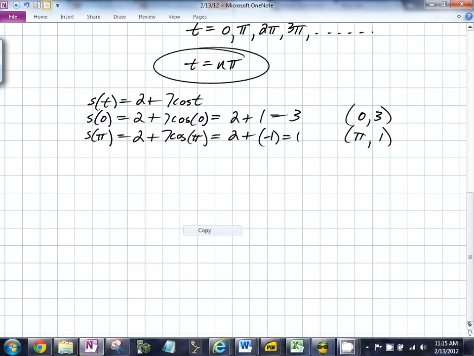And what's cosine of 2 pi? It's going to be 7 cosine 2 pi. So what's that going to be? 2 plus 7 is 9, sorry, 2 plus 1 is 3. So this is going to oscillate. Do you see how it's going to go 3, 1, 3, 1, 3, 1?